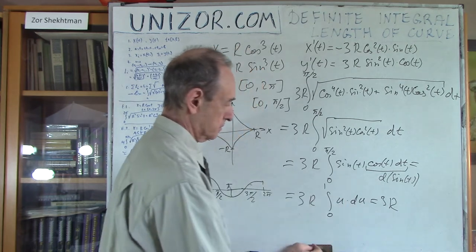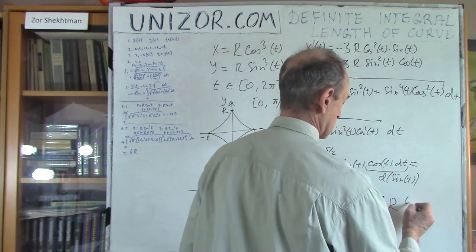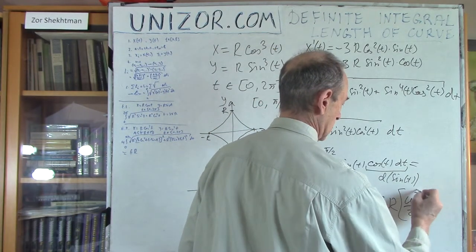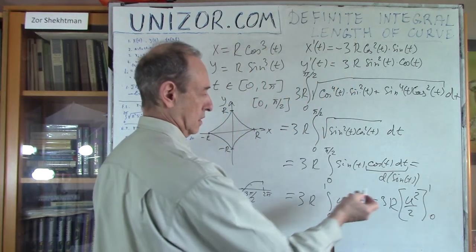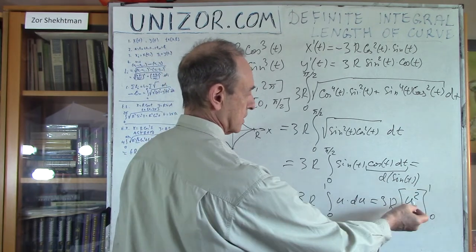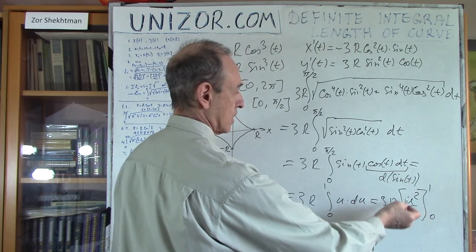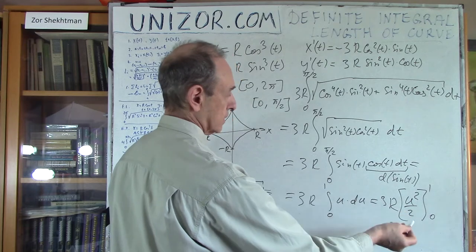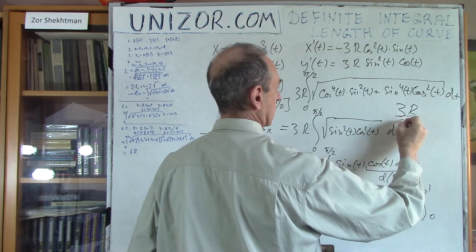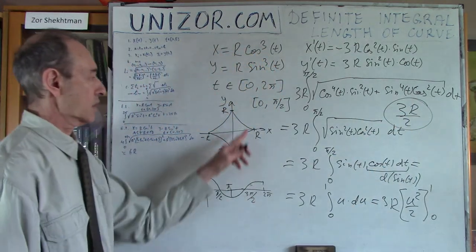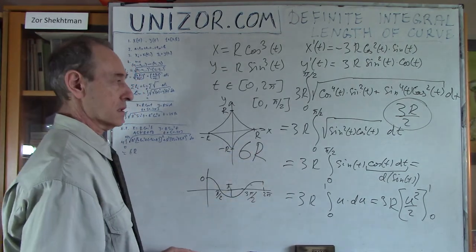What's the antiderivative of u? It's u squared divided by 2, right? So it's u squared divided by 2 from 0 to 1. So the result is 3r. And when I'm substituting u, instead of u, 1, I will have 1 half. 0 will give 0, so I will have 1 half minus 0. So it's 1 half. So it's 3r divided by 2. Now, this is only a quarter, so I have to multiply it by 4, and the total length would be 6r. And that's the end of it.